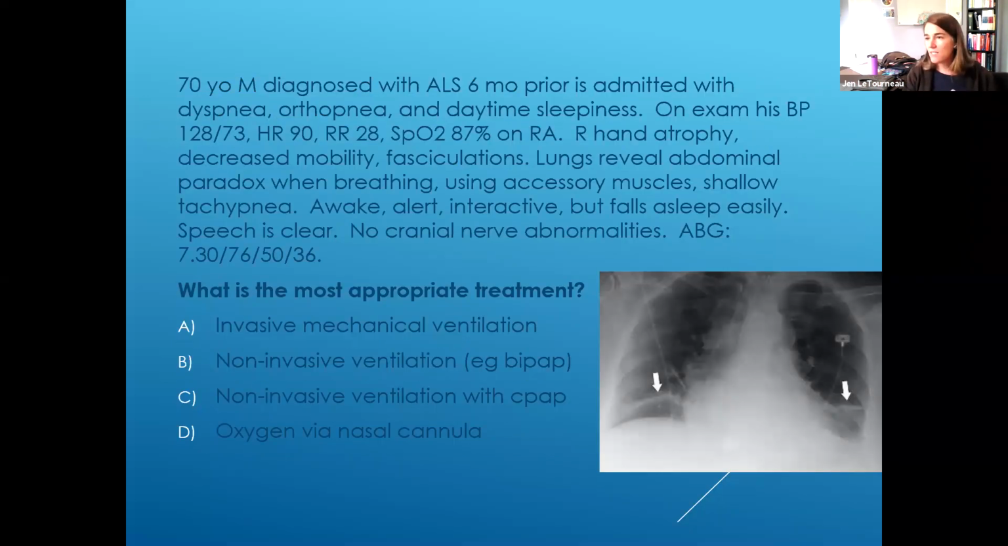All right, here is a 70-year-old male diagnosed with ALS 6 months prior, admitted with dyspnea, orthopnea, daytime sleepiness. Blood pressure is 128/73, heart rate's 90, respiratory rate's 28. His SAT's 87% on room air. He's got right hand atrophy, decreased mobility, fasciculations. His lungs reveal abdominal paradox when he's breathing. He's using his accessory muscles with shallow tachypnea. He's awake, alert, interactive, but he falls asleep easily. Speech is clear. He's got no cranial nerve abnormalities. Blood gas shows pH 7.3, PCO2 76, and a PO2 of 50. So what is the most appropriate treatment in this patient?